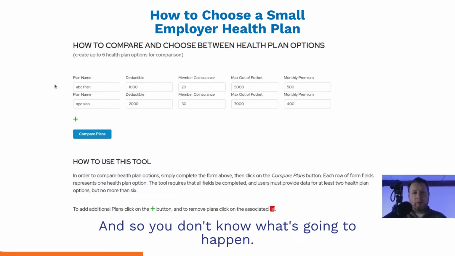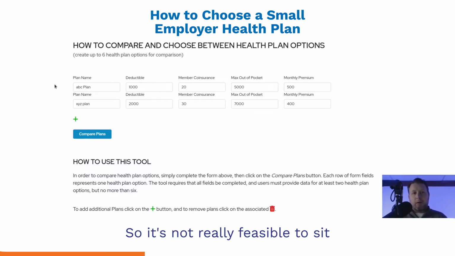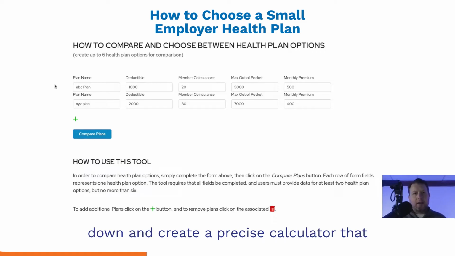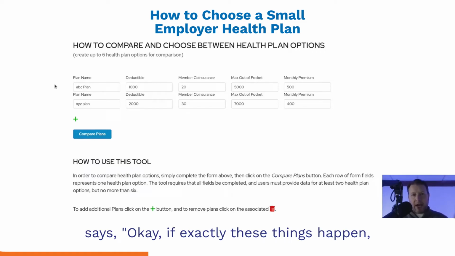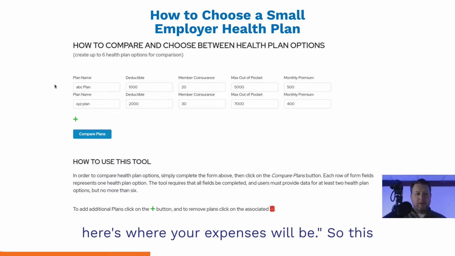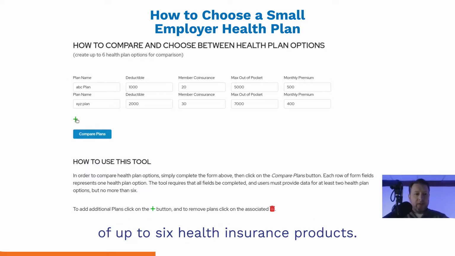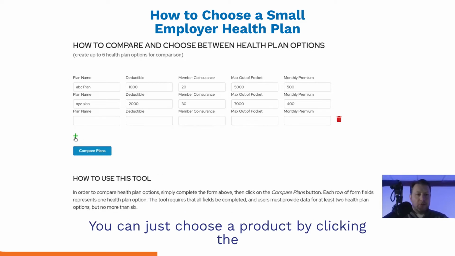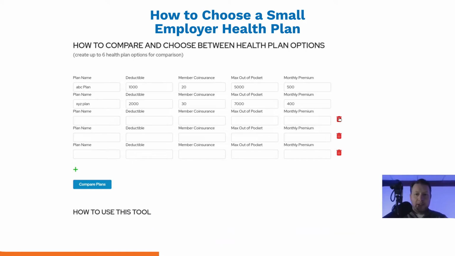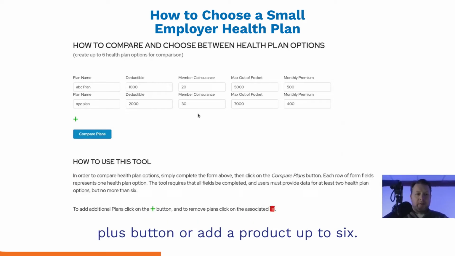And so you don't know what's going to happen. So it's not really feasible to sit down and create a precise calculator that says, okay, if exactly these things happen, here's where your expenses will be. So this tool allows us to compare the broad implications of up to 6 health insurance products. You can just choose a product by clicking the plus button, or add a product up to 6.